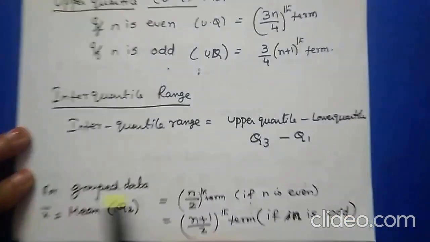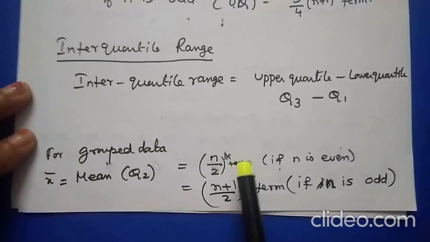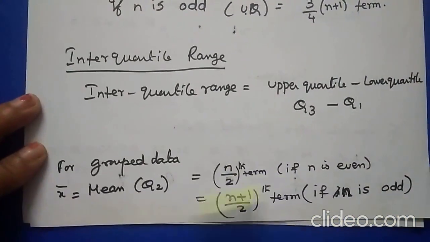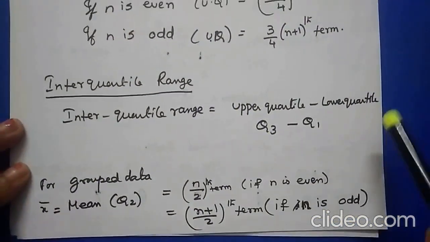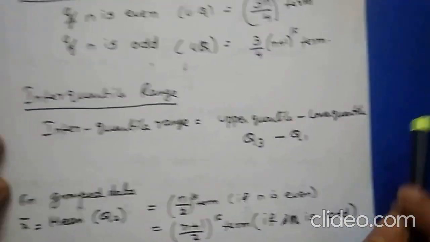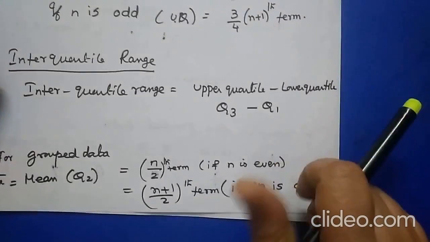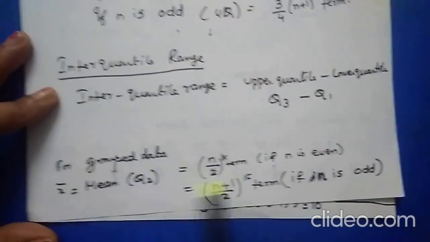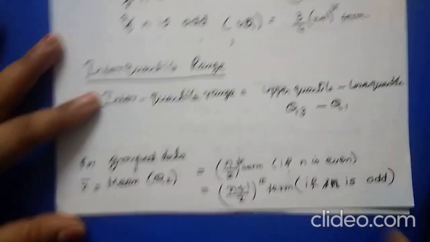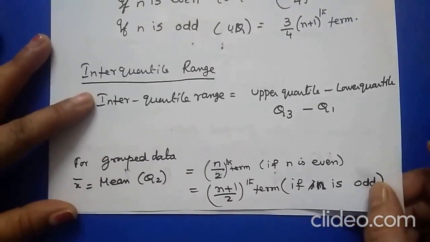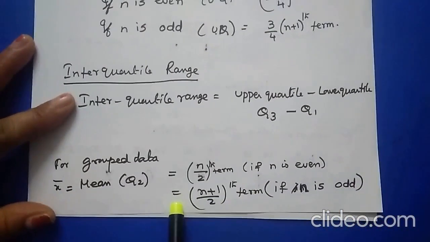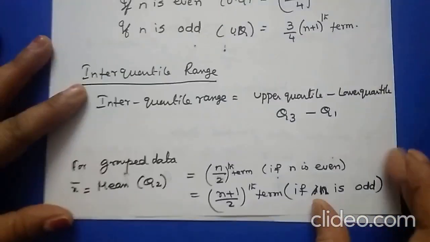Now for grouped data, the median is the n by 2th term. Suppose in tabulated form and raw data, for even you use the average of the nth term and n plus 1th term. Here, in the grouped data, you only have to use the n by 2th term in your graph. And if it is odd, n plus 1 by 2th term.